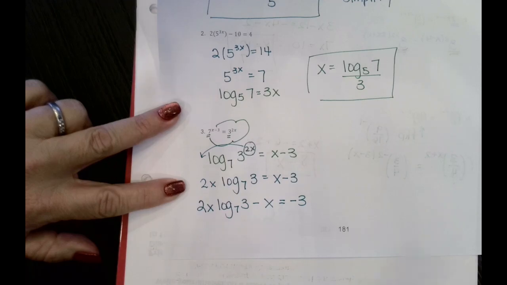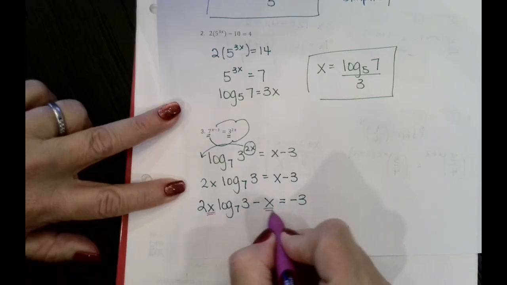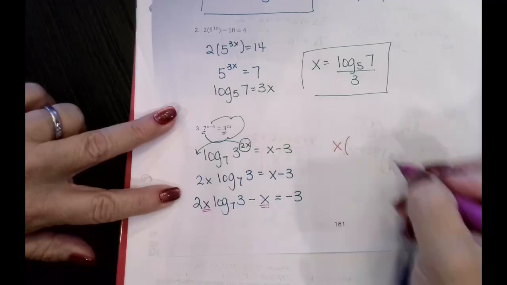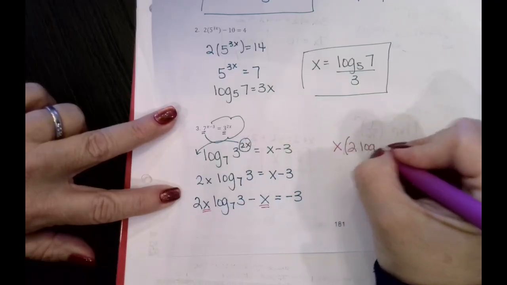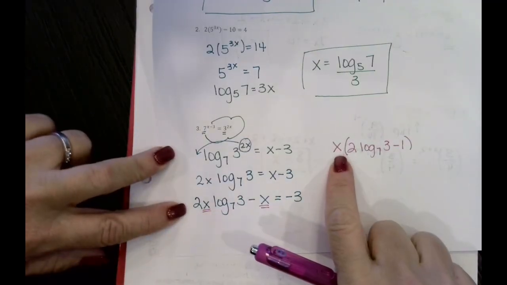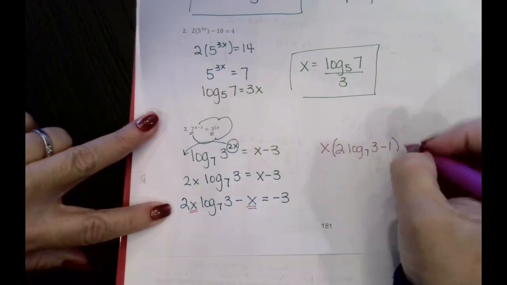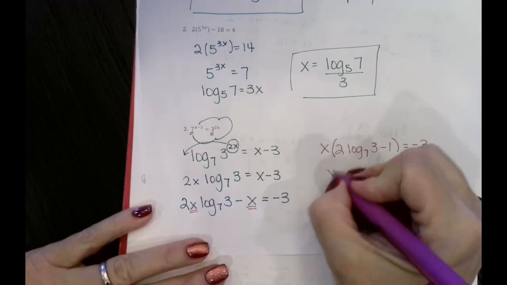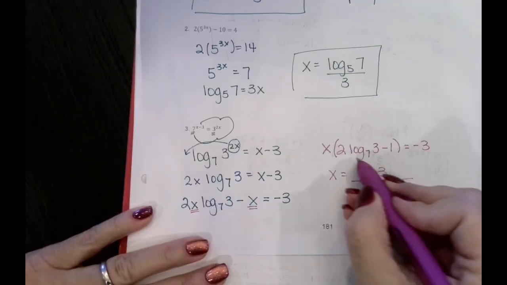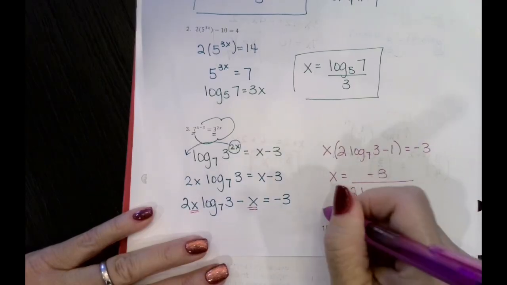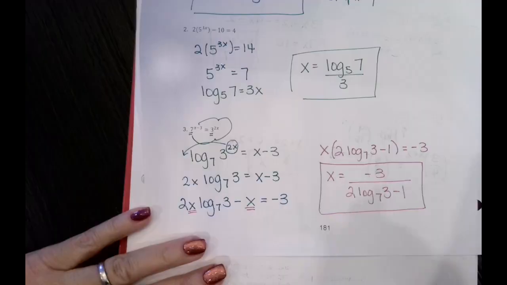And I know this looks super confusing, but the reason we did this is so we would have a GCF. I'm going to pull out this x and I'm going to pull out this x. So I'm going to factor out an x. And when I do that, I'm left with 2 log base 7 of 3 minus 1. So I factor out the x here, I factor out the x here, and this is going to equal negative 3. Okay, so my last step is to solve for x. And all I'm going to do is divide by this whole term. And I know that looks like a really awful answer, but that's it.